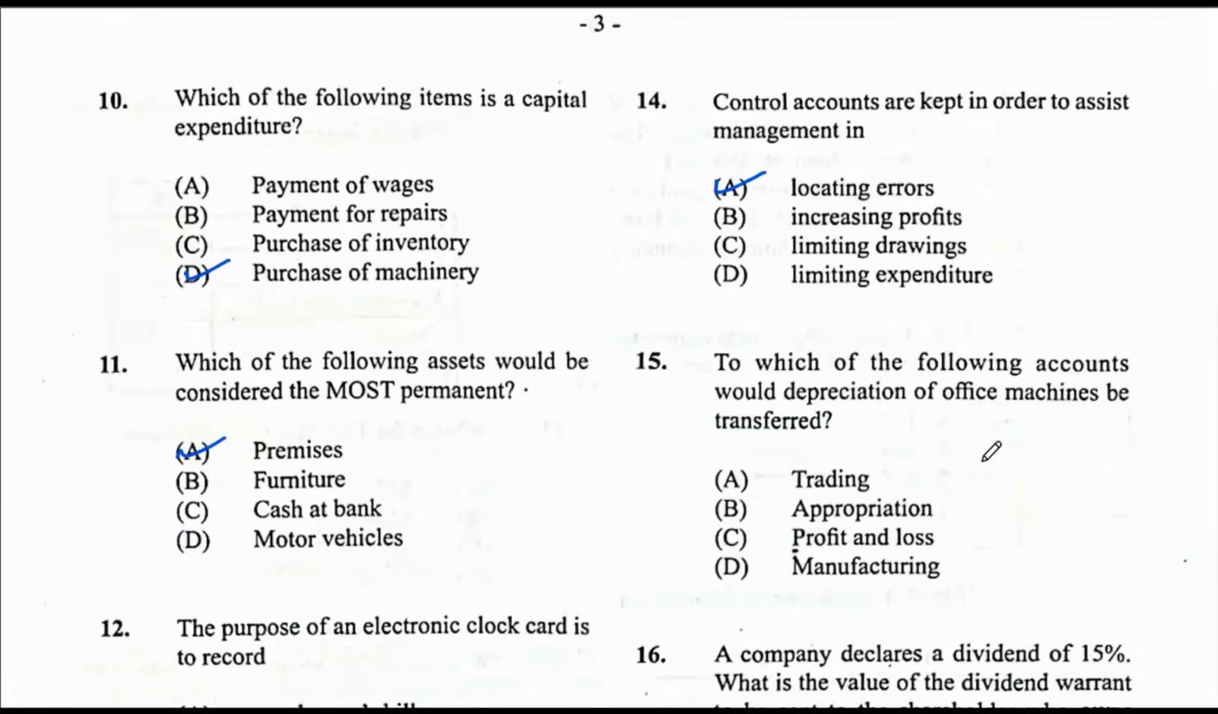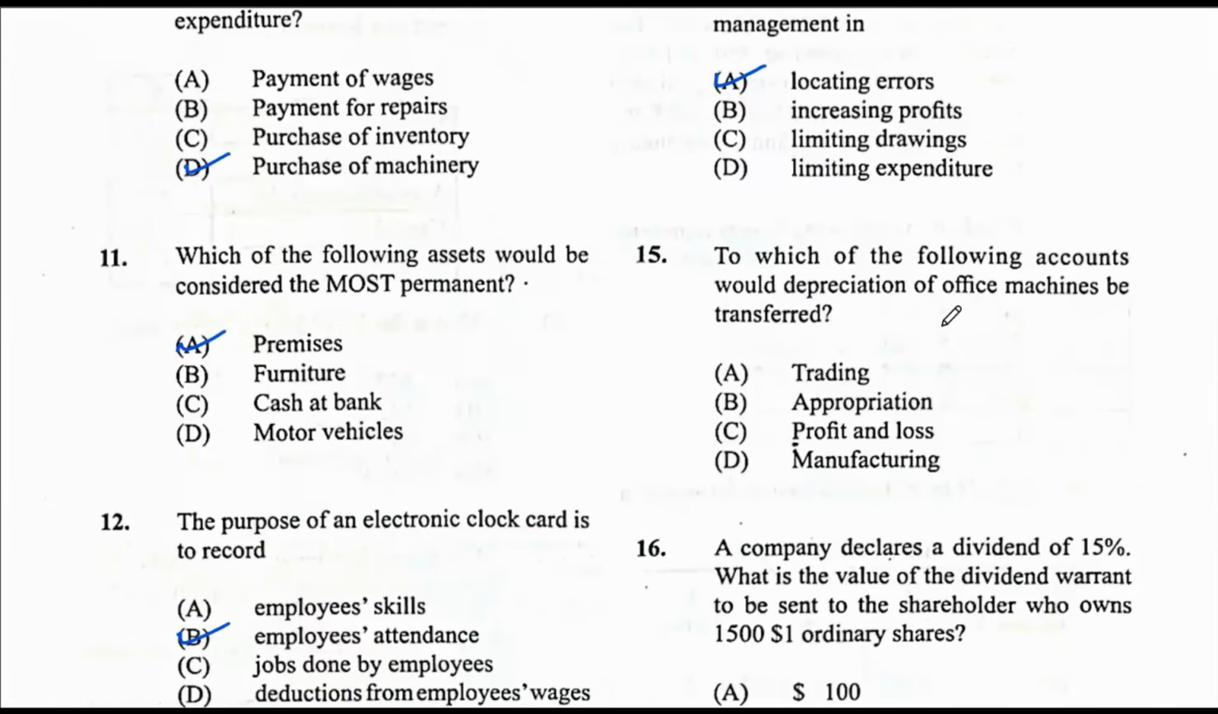Moving on to question 15. To which of the following accounts will depreciation of office machines be transferred? Well, depreciation will be treated like an expense, and expenses are recorded in your profit and loss account, which is C.